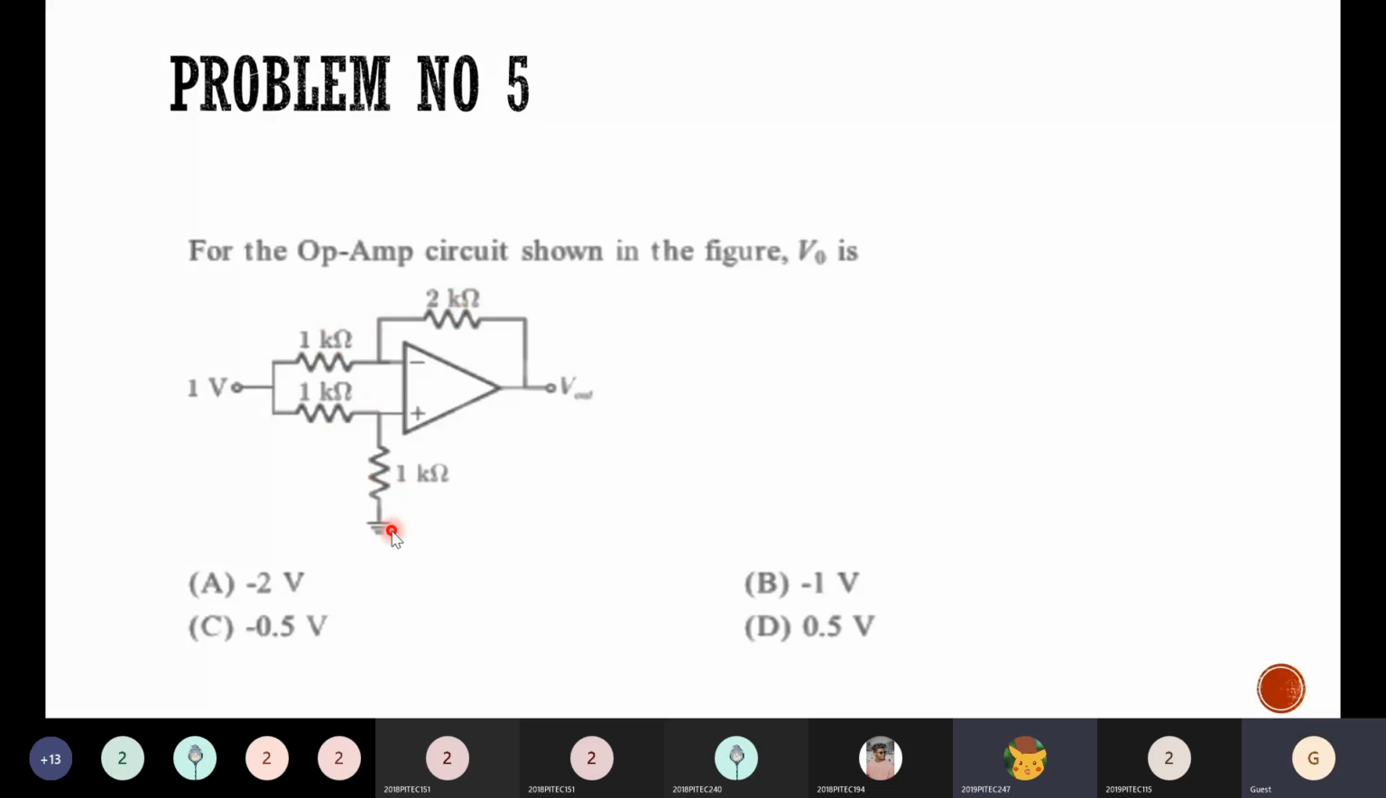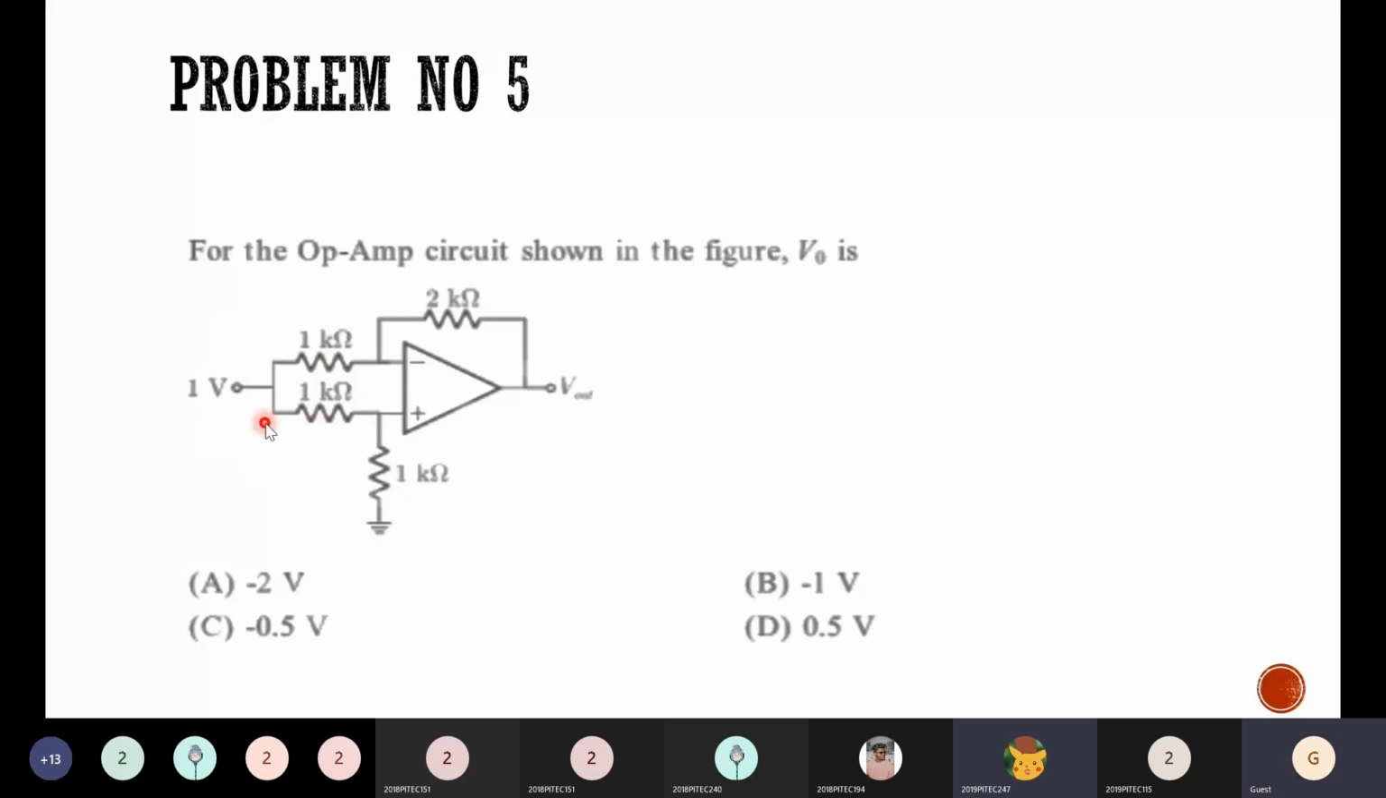You can solve this in many ways. Consider one input at a time. You can say that one input is applied to the inverting terminal, one is to the non-inverting terminal. You can take this as V1, V2. Consider V1 alone, find out the output. Consider V2 alone, find the output. Then you have to sum it up. This is using superposition theorem.